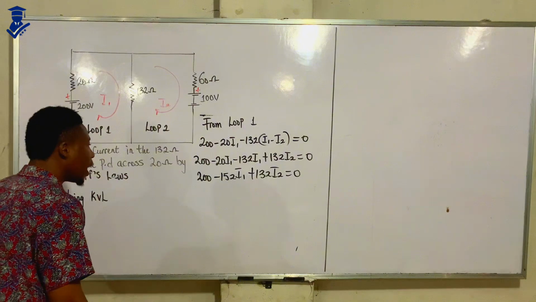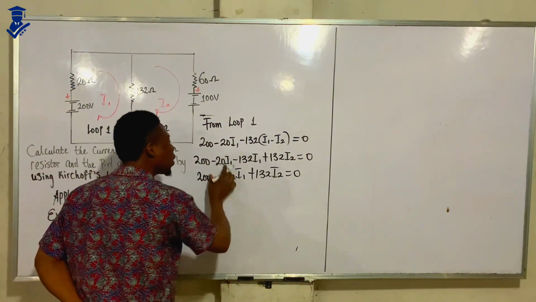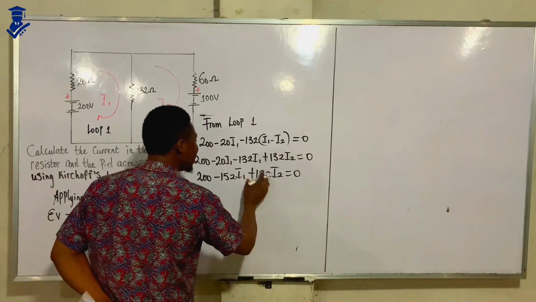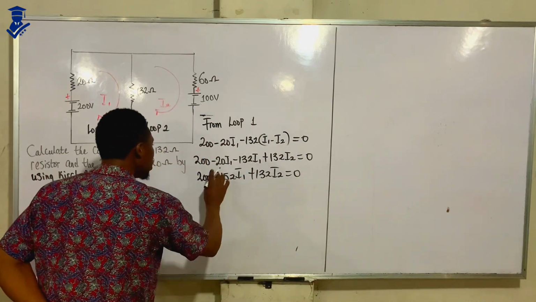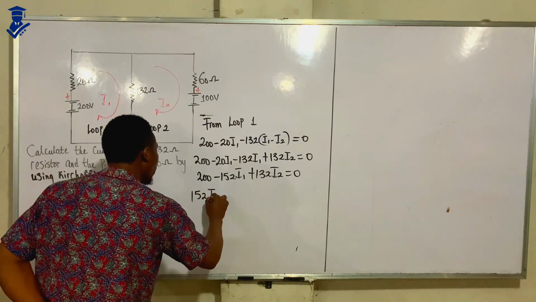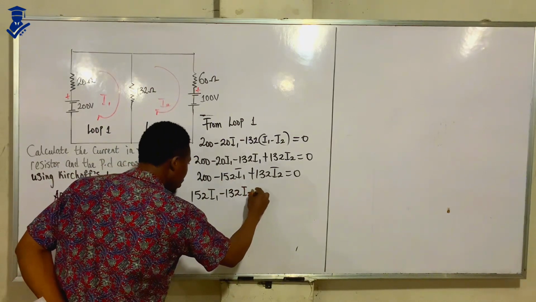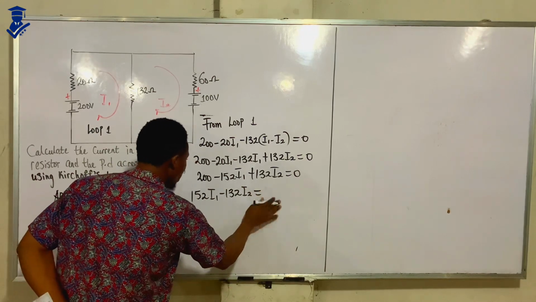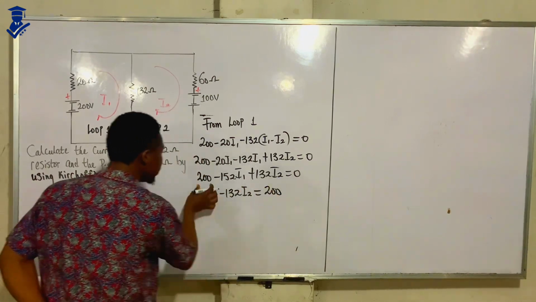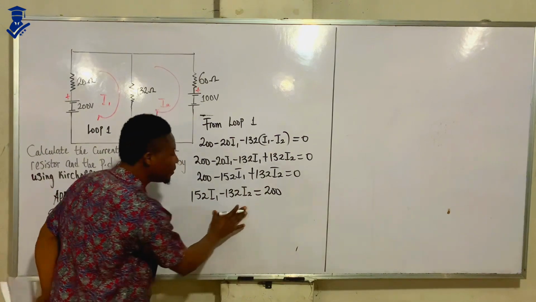Now, let's take minus 152 I1 so it becomes positive, and take the 200 to the other side. So rearranging this equation, it becomes 152 I1 minus 132 I2 equals 200.